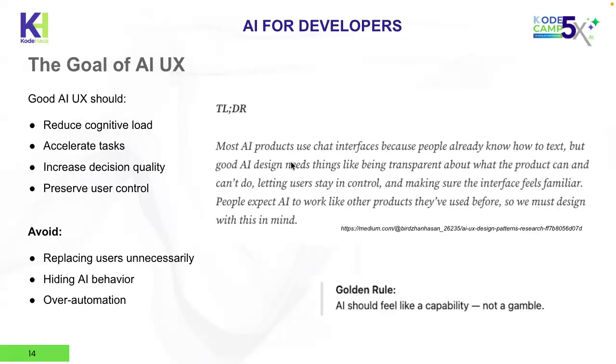Then the second thing, which is now new for AI, is it should be able to accelerate the regular task that people want to do, right? It should be able to increase the quality of the decision that the user is making on the site. And then most importantly, preserve user control.